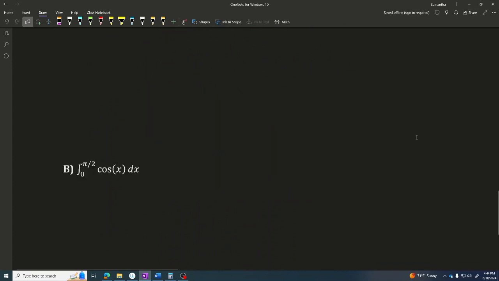Let's try it again. Someone says, let's find the exact value of this integral, the integral from 0 to pi over 2 of cosine of x dx.